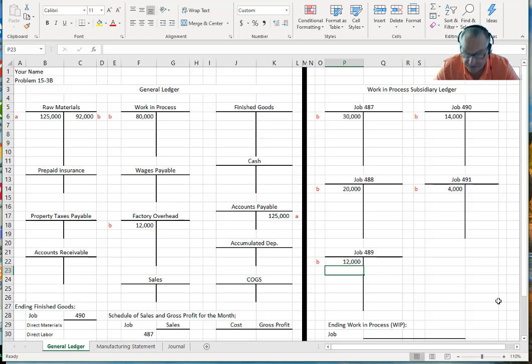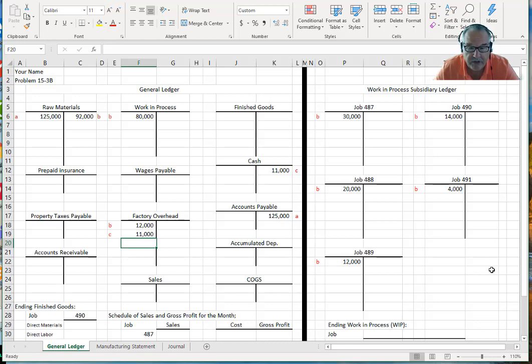Item C, paid $11,000 cash for miscellaneous factory overhead costs. So cash is going to go down. That's 11,000. This is C. And factory overhead is going to go up. That's a debit.